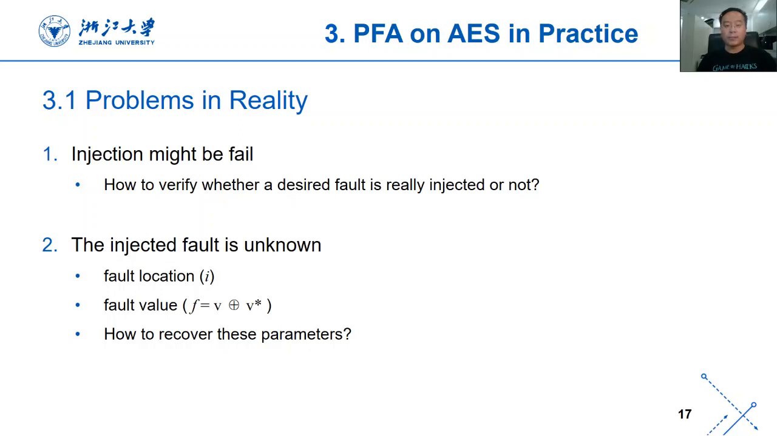One is that the adversary may need to try several times to inject a desired fault into the device. So he needs to know whether the fault is really injected or not. The other problem is that it is difficult for the adversary to know which element of the S-box is corrupt and how it is changed. Therefore, before conducting a practical PFA, he has to recover these unknown parameters first, including the fault location and the fault value.